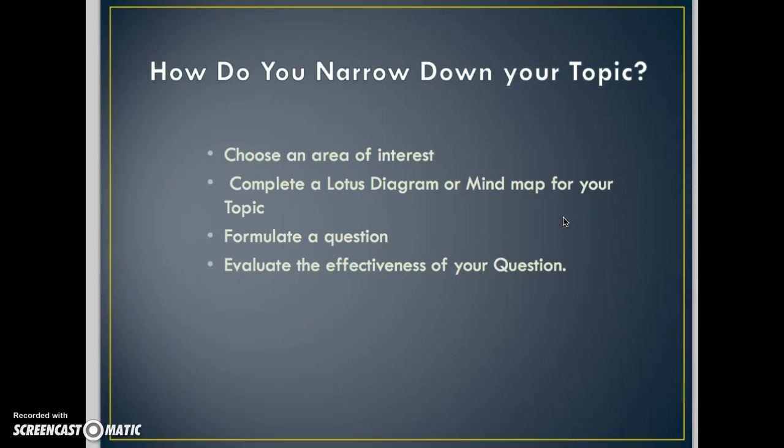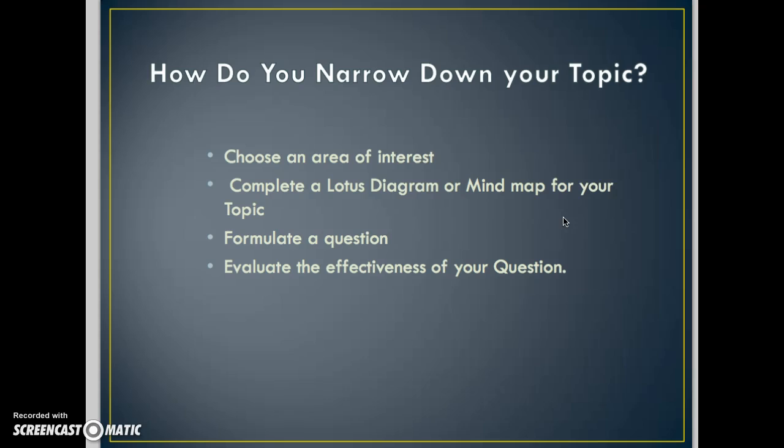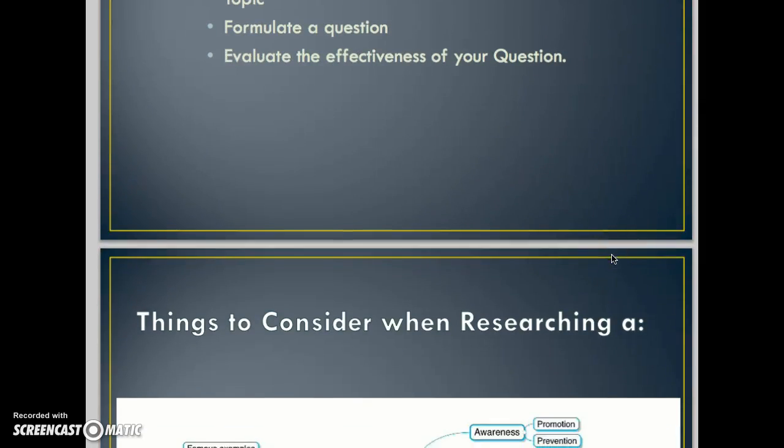So we talked a little bit about this last week, but how do you narrow down your topic? The first thing you need to do is choose an area of interest. The second thing you need to do is complete a Lotus diagram or mind map for your topic. Then you formulate a question, and then we evaluate the effectiveness of your question.